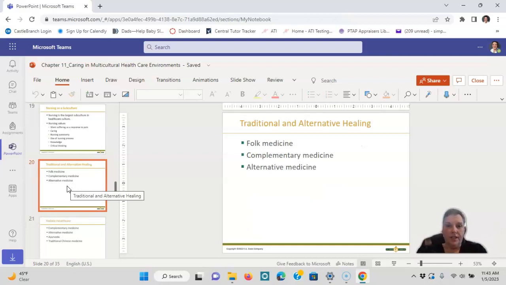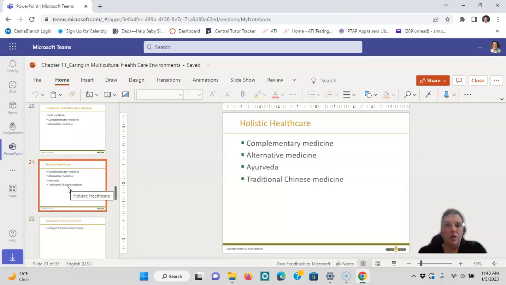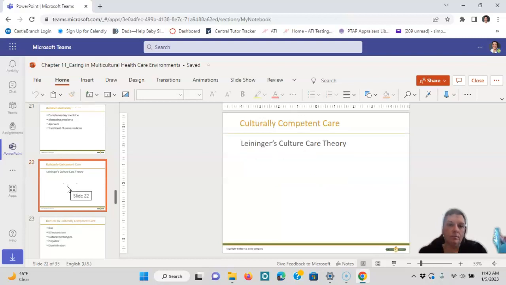Traditional and alternative healing, we do have to be aware that there are complementary medicines that are used in the United States and elsewhere. So knowing about folk medicine, complementary medicine, and alternative medicines, that not only one type can be used in the healthcare setting. So traditional Chinese medications, things like that, the use of roots, plants, long-standing.